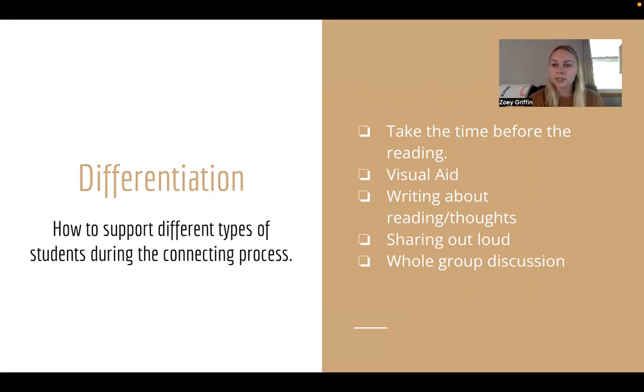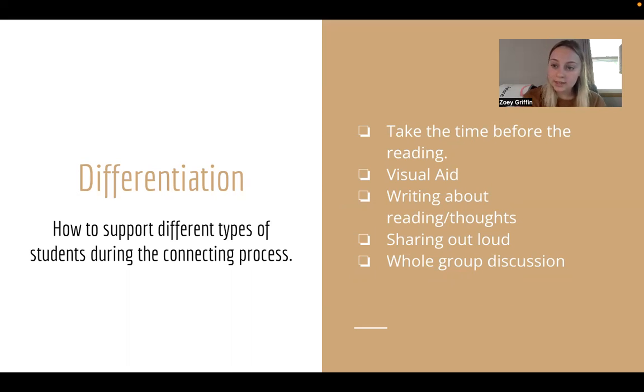So, asking questions like, how does this relate to you? Do you know somebody like this? Have you seen this somewhere? Have you seen this in our classroom? Have you seen this on the news? Asking them lots of different questions and just helping them grasp what that connecting process looks like, and also modeling it is going to be really important.